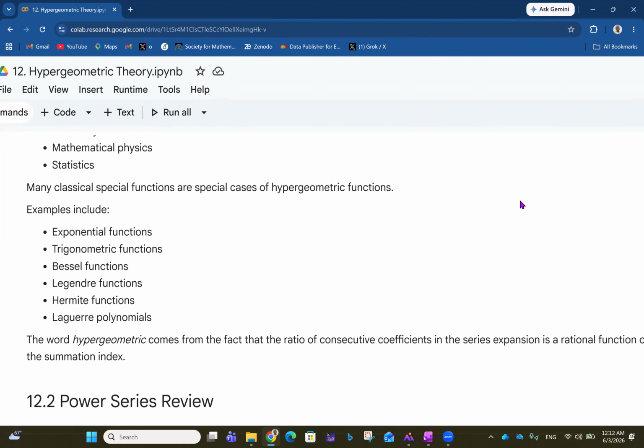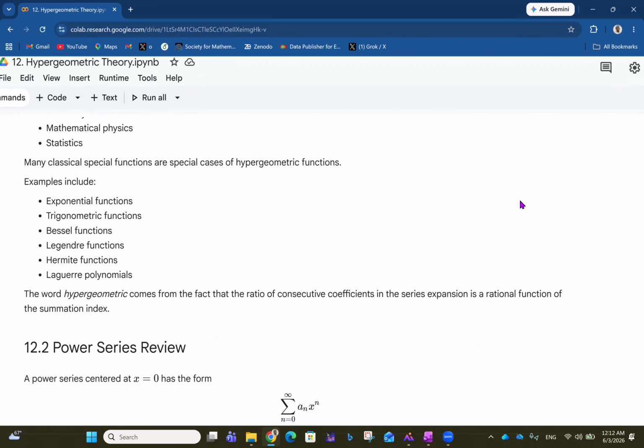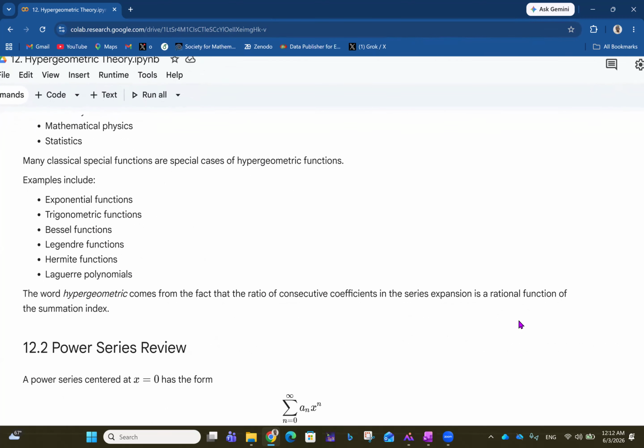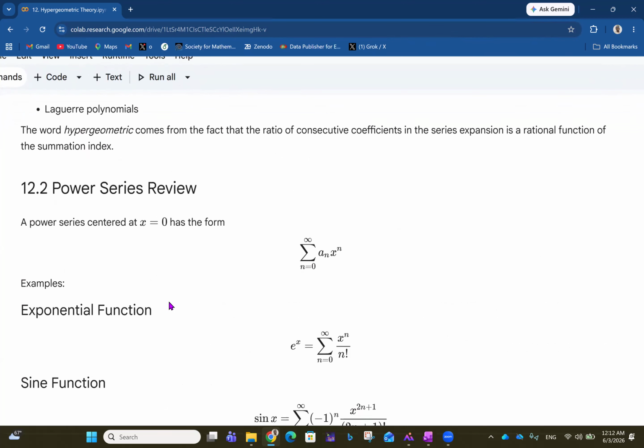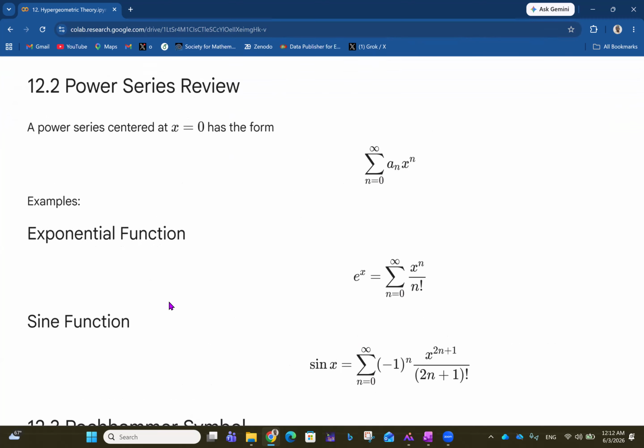So the word hypergeometric comes from the fact that the ratio of consecutive coefficients in the series expansion is a rational function of the summation index. That is where hypergeometric comes from. Now let's look at the power series.